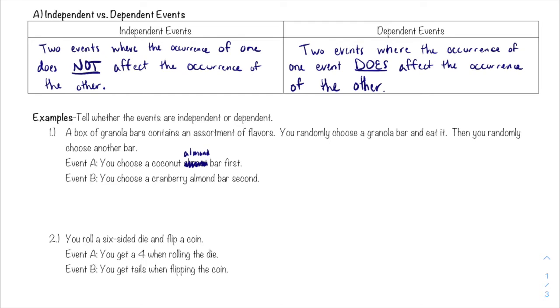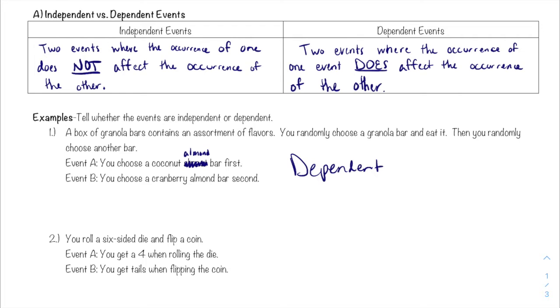Now, I'll say this is going to be dependent, because when I choose the coconut almond bar and eat it, and I go to choose another bar, the probability has changed because there's one less bar. I ate one of the bars, so that coconut almond bar is gone. It's not factored into the probability anymore. So when I go to get the cranberry almond bar, it has changed because there's one less bar in there.